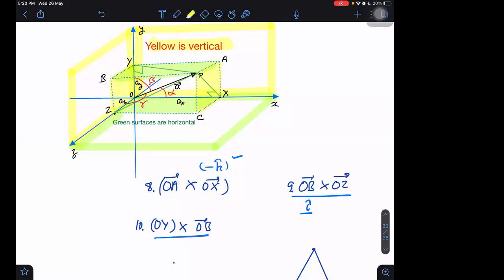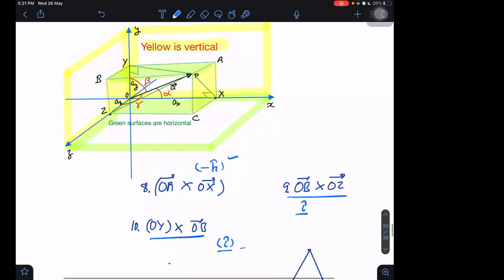No, not K cap. OY is this side and OB is this side. First of all, which plane is it? YZ plane. What can be perpendicular to the YZ plane? Only either I cap or minus I cap. Only two possibilities are there. Out of those two possibilities, if I use the right hand thumb rule, then we get I cap. It is along I cap.